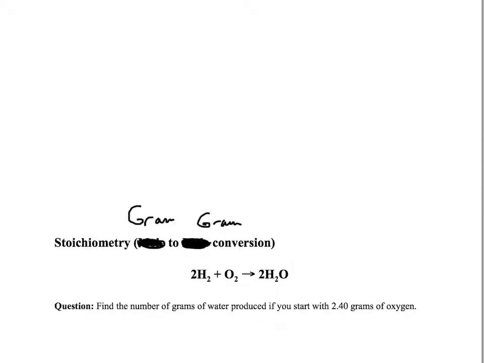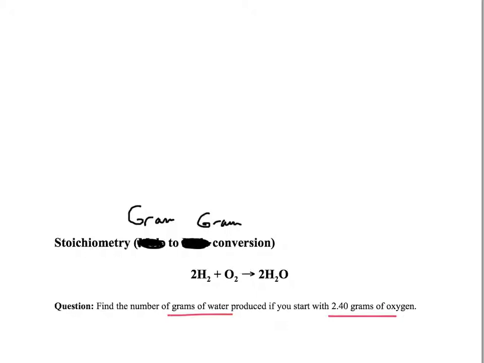In this problem, we'll be converting from grams of one thing to grams of another thing in a balanced equation. In this case, I'm asking you to find the number of grams of water produced when you start with 2.4 grams of oxygen. Now, there are three things that we're going to need before we even tackle this using the factor label method.